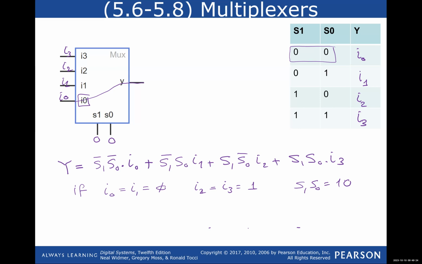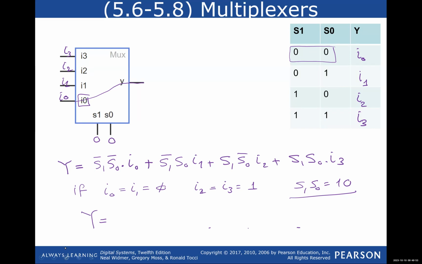Now, which one am I going to be selecting? Will I select the data of the I2 port or the data at the I3 port? Well, it's based on this selector. It's saying S1, S0 is equal to 1, 0. So 1, 0 will give you I2. So sometimes I will just give you the selector and ask you for Y. What will be the output of Y?